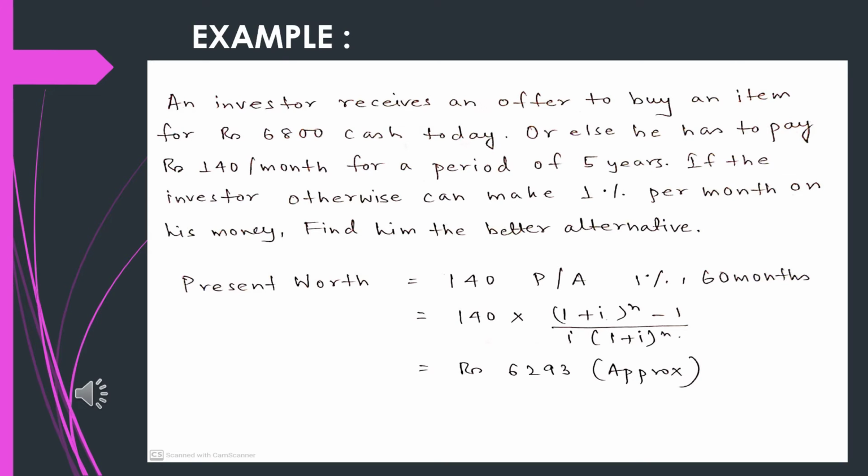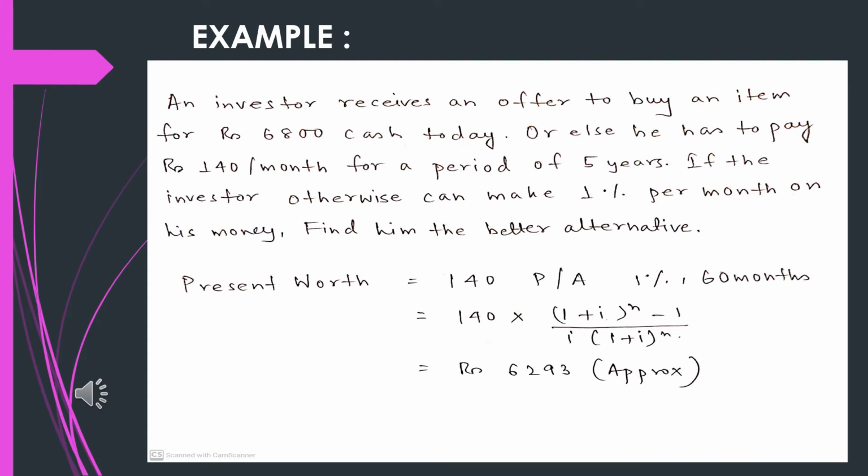In this example, an investor receives an offer to buy a particular product at rupees 6,800 in cash right now, or else the person needs to pay rupees 140 for a period of 5 years. If the investor otherwise can make 1% per month on his money, find him the better alternative.